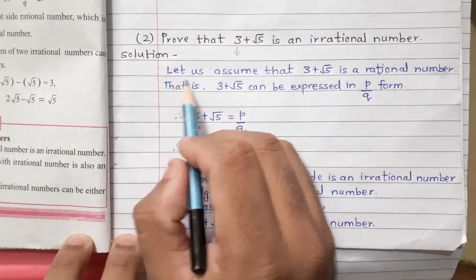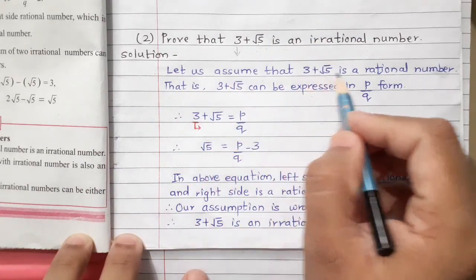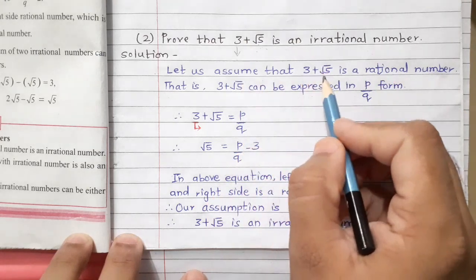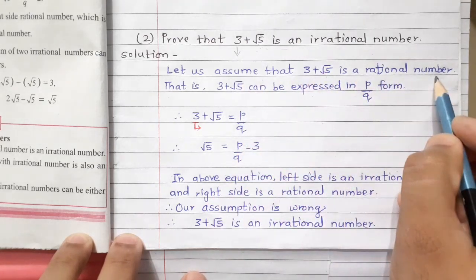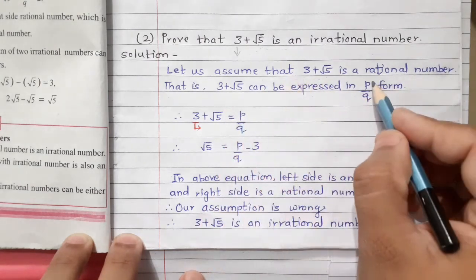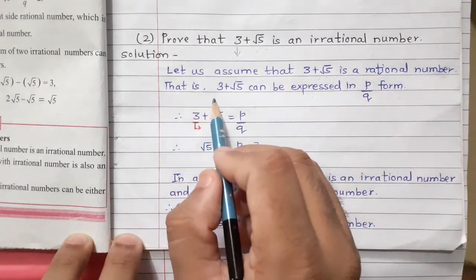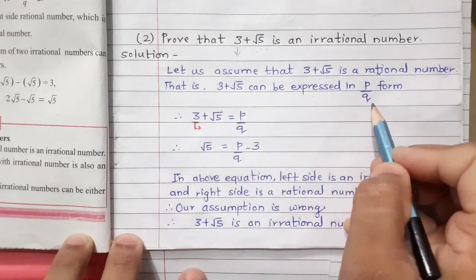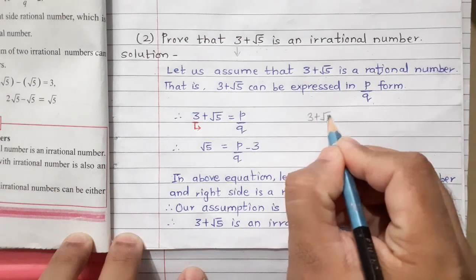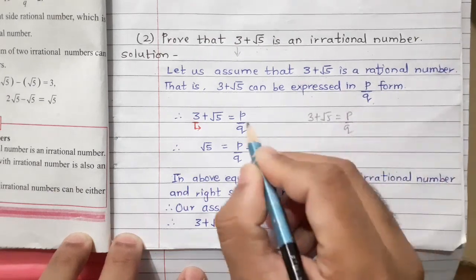Solution. Let us assume that 3 plus root 5 is a rational number. If 3 plus root 5 is a rational number, then it can be expressed in the P upon Q form. So we can write 3 plus root 5 is equal to P upon Q.